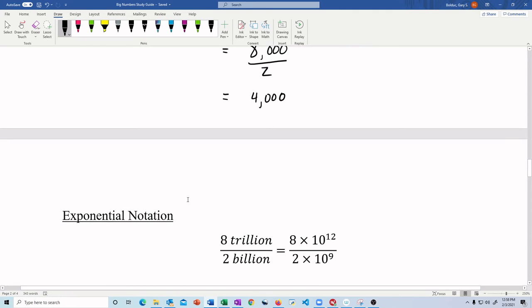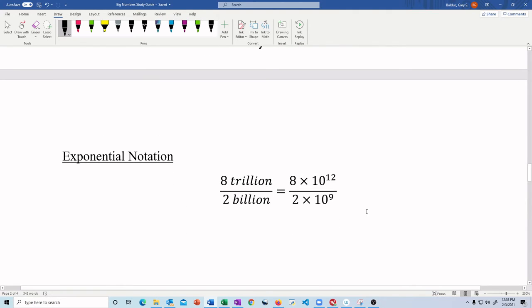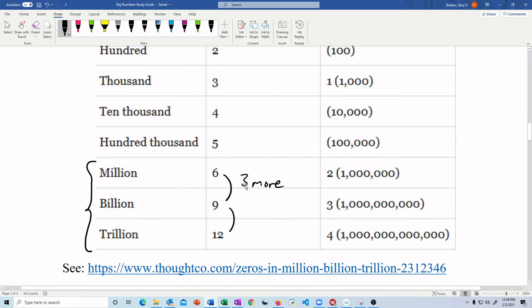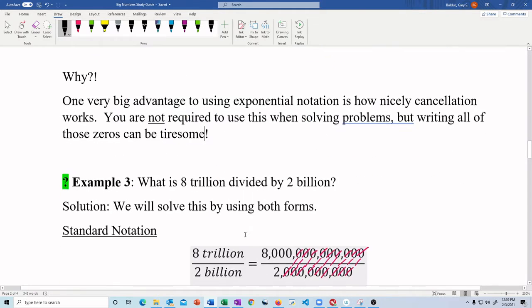So, exponential notation, I've already set it up for you. And this is going to take a little time for you to try to remember, but that's okay. It's fine. You can use the table. Don't forget, I give you this table. Use this table. I say trillion, you think 12 zeros. I say billion, you think 9 zeros. I say trillion, you forget. Just look at the table. Make sure you have this with you.